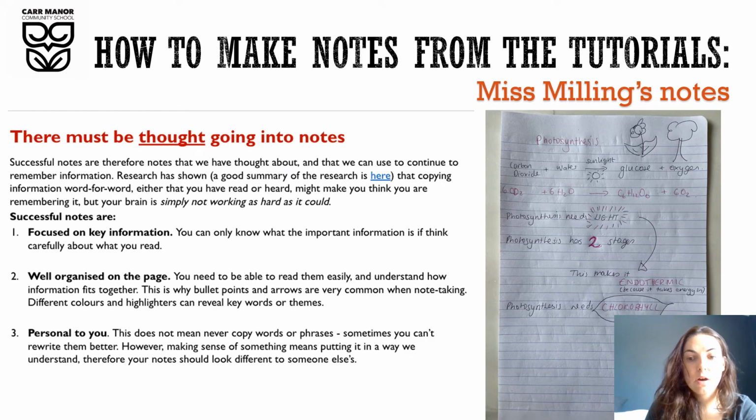So how to make notes from the tutorials. There must be thought going into your notes. So here's some notes that I made on photosynthesis. I used different colours, I used pictures, but I've used really short phrases on here. So it needs to be focused on key information. The key information that I use here: we've got the word equation for photosynthesis, the symbol equation, that photosynthesis needs light, it's got 2 stages, etc.